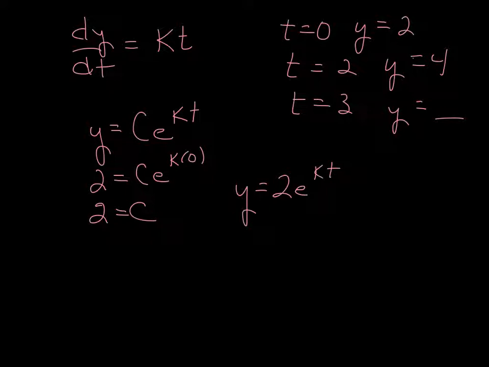But here we've figured out what C is. I need to know what k is, so we've got to solve for k. To do that, I'm going to have to use the second set of information that they gave me. When time is 2, y is 4. So 4 equals 2e to the 2k.